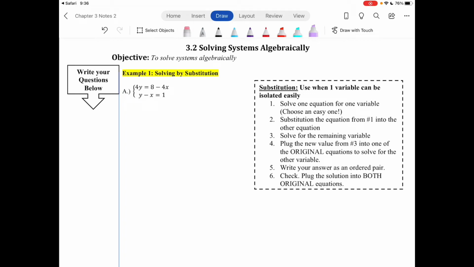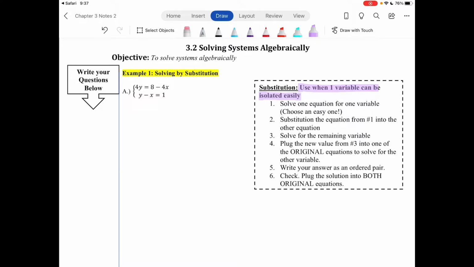Yesterday we looked at how to solve systems of equations graphically and with a table. Today we're going to look at how we can solve them algebraically. And the first method we have is called substitution. We want to use this method when we have one variable that can be isolated easily. And we start off by solving one of the equations for that variable.